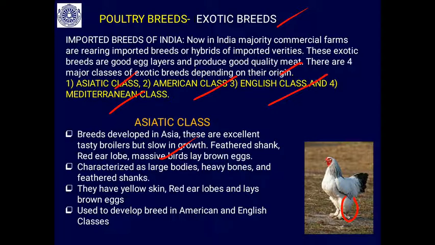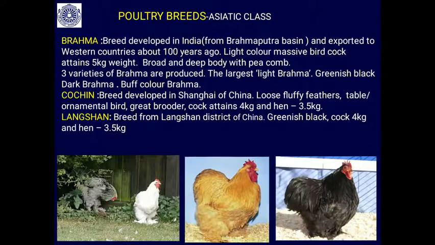So they have large bodies, heavy bones, and feathered shanks. They have yellow skin and red earlobe. This Asiatic class is used mainly to develop crossbreeds by the American and English classes. The popular Asiatic breeds are Brahma.